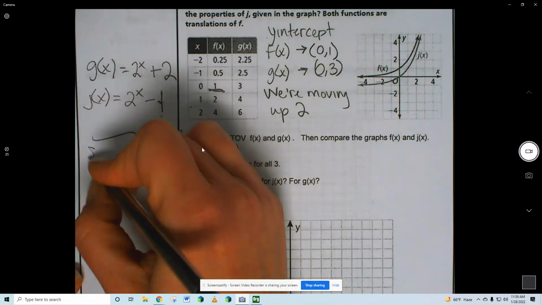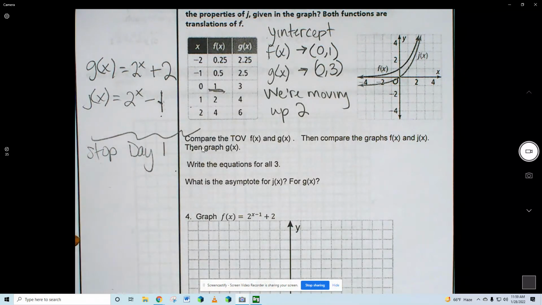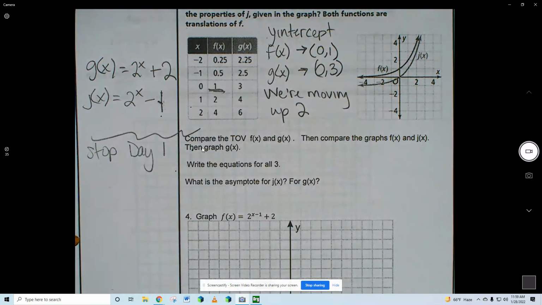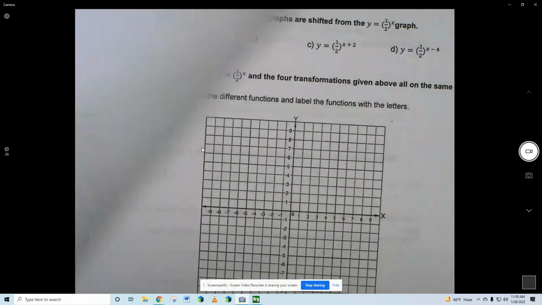And this is where we stop for day 1. Day 2. All right, your homework, which I'm still going to keep on the video, is these 2 pages right here. They both say 6.5a classwork on them.